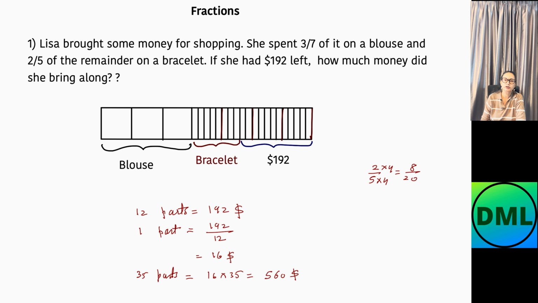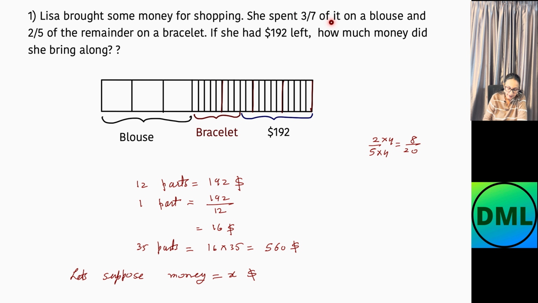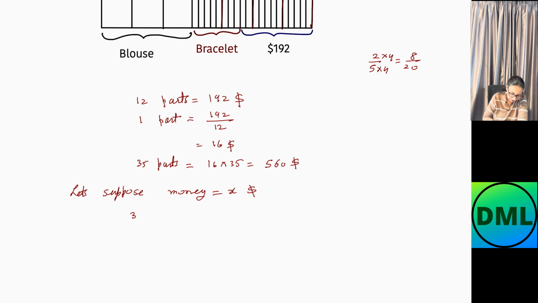Now let's solve this question with the Indian method also. She said that Lisa brought some money. Let's suppose the money is X dollars. She spent 3/7 of it on a blouse. I need to find out 3/7 of X, which is 3/7 X dollars. She spent it on a blouse.